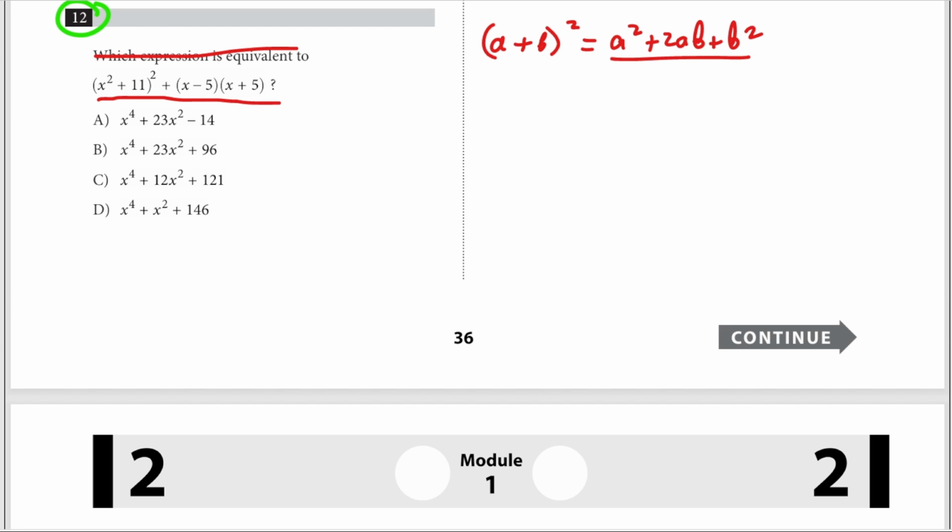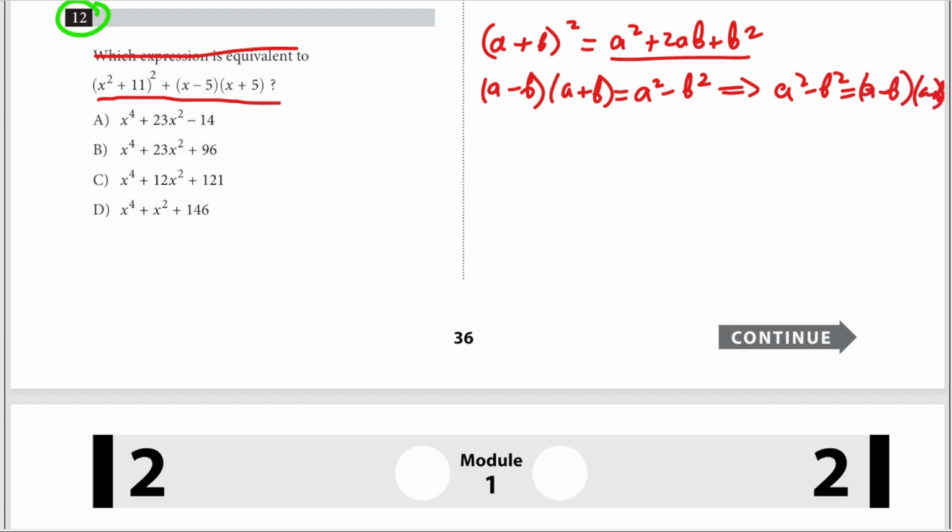The second thing is difference of squares, which goes by a minus b times a plus b is equal to a squared minus b squared. Of course, some of you guys forget the truth that a squared minus b squared is conversely equal to a minus b times a plus b. So it goes both ways.